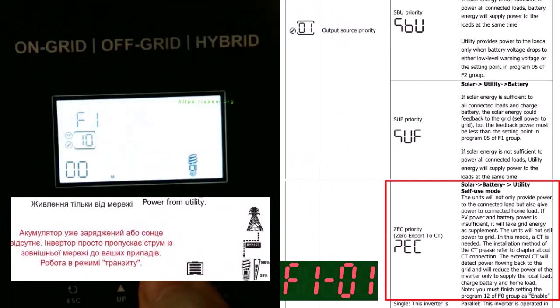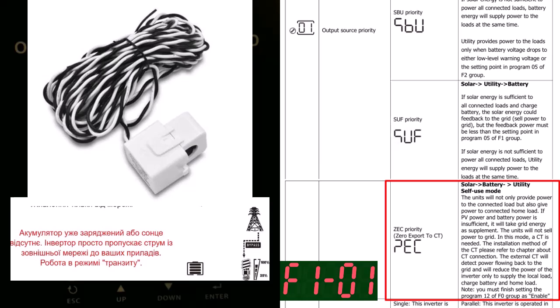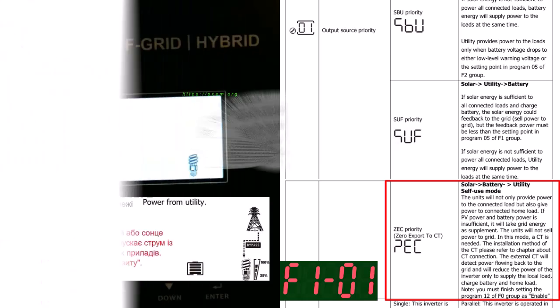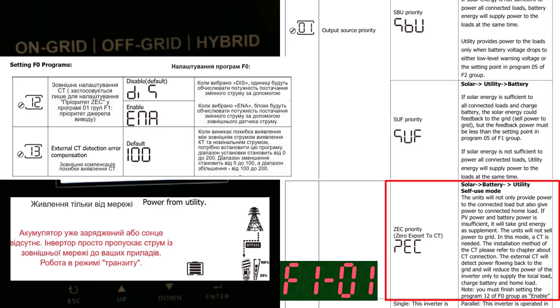And a reminder about an important technical requirement. ZEC requires a CT sensor physically installed on the main supply input, and parameter F0-12 must be set to ENA. If the CT isn't installed or is disabled, ZEC simply won't work correctly. The inverter will have no way of knowing what the whole house is consuming.